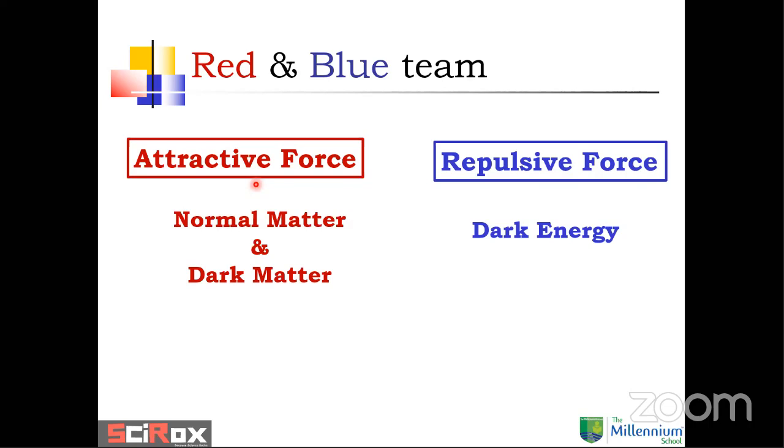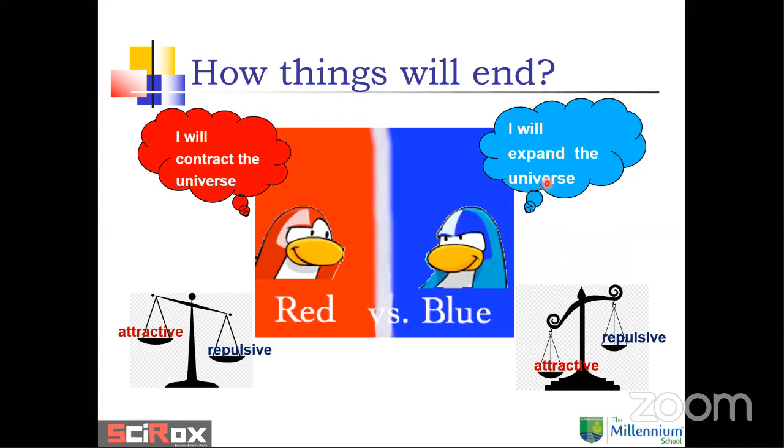Dark matter and normal matter account for the attractive forces in our universe, which I call the red team. Dark energy accounts for the repulsive forces, which I will refer to as the blue team. It is a fight between the red and the blue team which is going to decide how the universe is going to end. If the blue team wins, the repulsive force will be more than the attractive force. And if the red team wins, the attractive force will be more than the repulsive force.